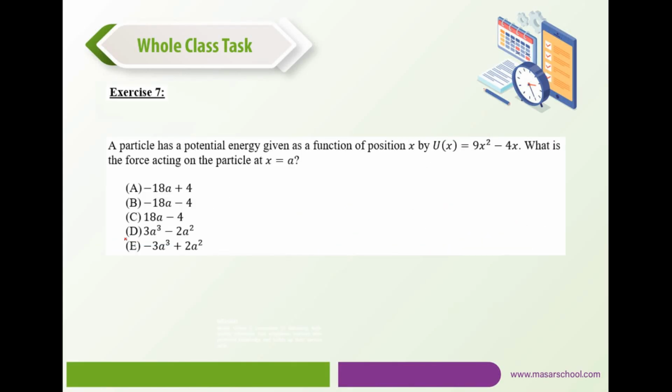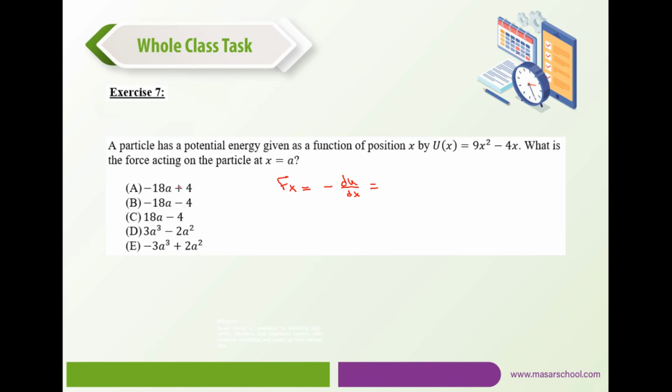A particle has a potential energy as a function of the position x given by U equals 9x squared minus 4x. What is the force on the particle at x equal to a? So we're talking about the potential, then the force is conservative, and it can be determined from the potential via the calculus approach, minus dU by dx.